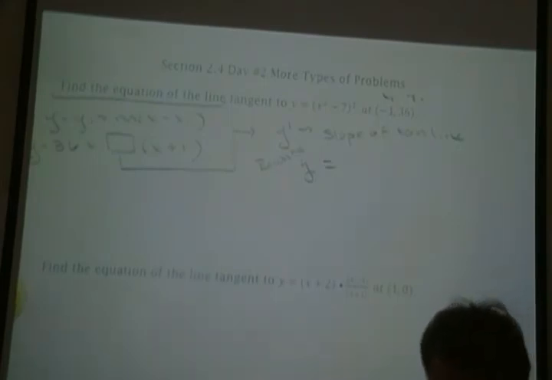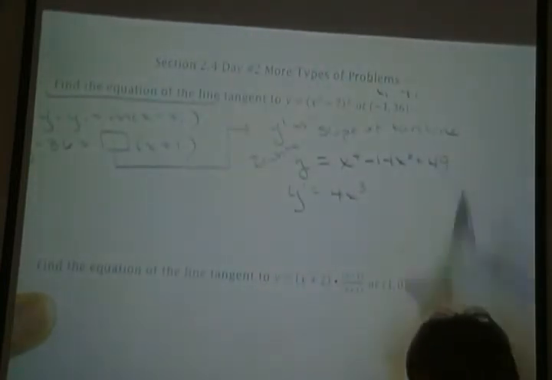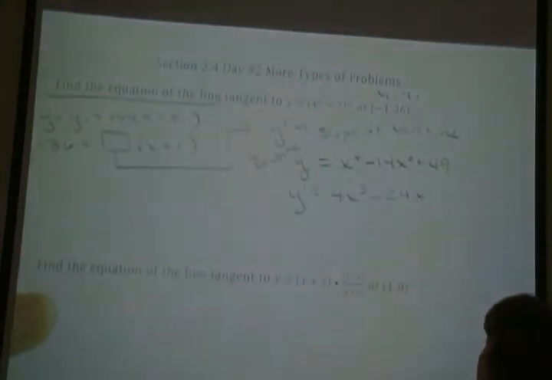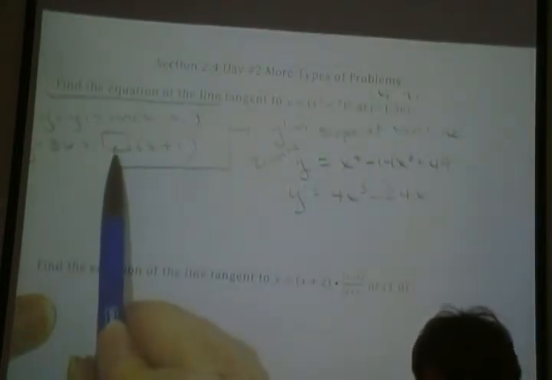That's coming on Wednesday. But we do know that we could FOIL it out to be x to the fourth minus 14x squared plus 49. And when it's rewritten like that, we can take the derivative with the power rule. Pull the 4 down, drop the degree to 3. Pull the 2 down, drop the degree to 1. Derivative of 49 is 0.